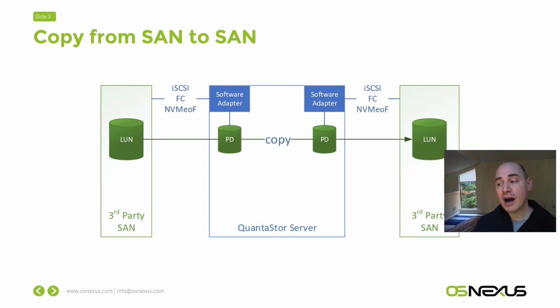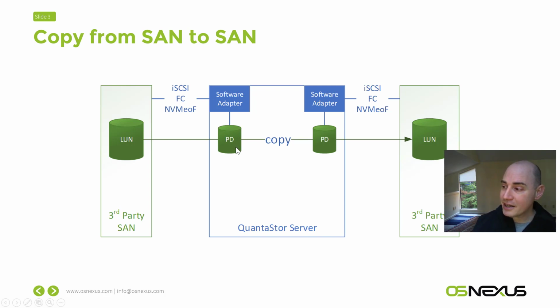You can also copy direct from a third-party SAN to another third-party SAN. So if you have an old third-party SAN that's maybe fiber channel based and you're moving to one that is NVMe over Fabrics based or iSCSI based, you can use a software adapter inside of QuantaStor to connect to the storage system on the left, connect to the storage system on the right, and copy the data directly through.